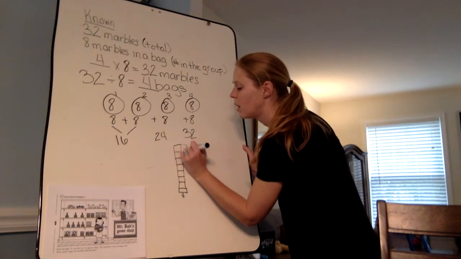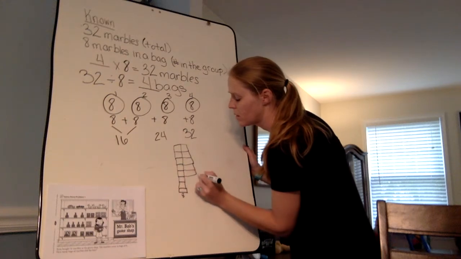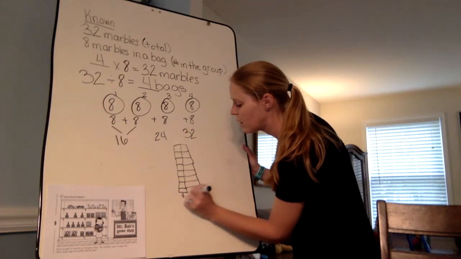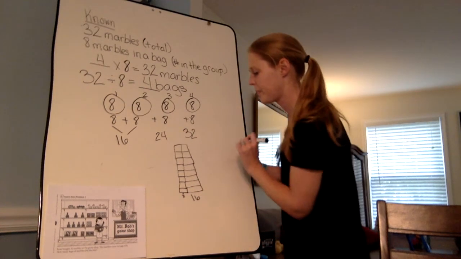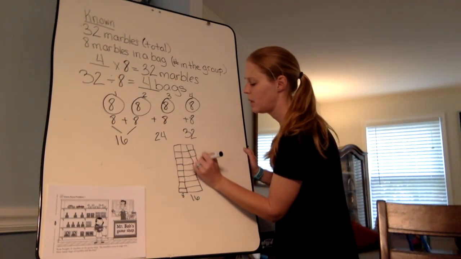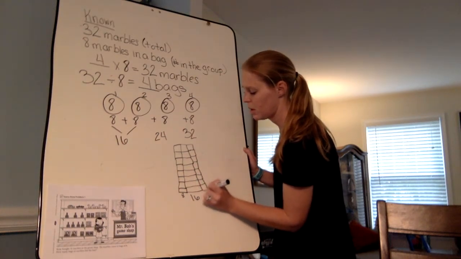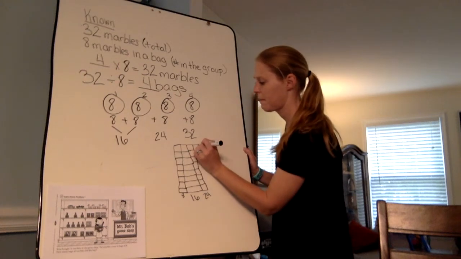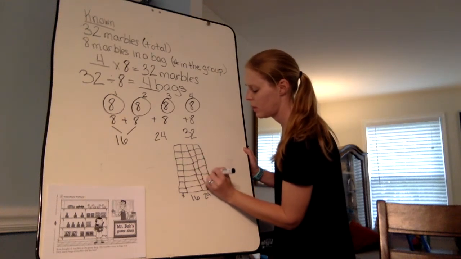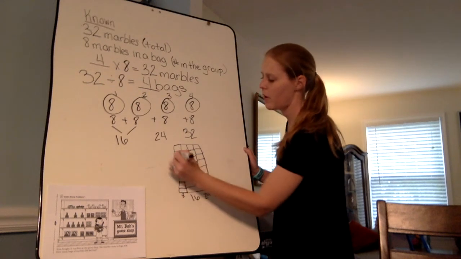So there's 8, 9, 10, 11, 12. My box has just gotten really big. 13, 14, 15, 16. It's that left-handedness thing. 17, 18, 19, 20, 21, 22, 23, 24, 25, 26, 27, 28, 29, 30, 31, 32. So I knew that this was 8.